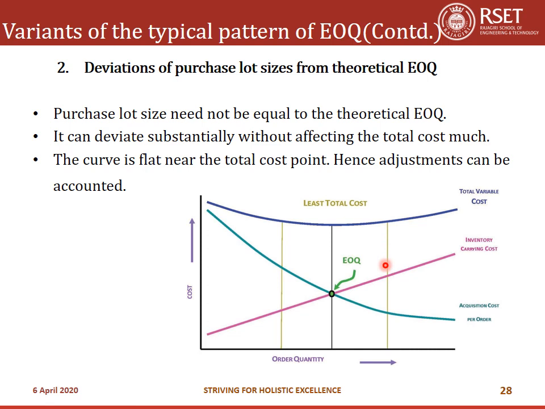So you need to know the limit up to which your order quantity can vary from your EOQ, such that your total cost is not affected by much, so that you can adjust the lot size that you're going to purchase. You have to be clear about this when you're going to purchase a material and you're following the concept of economic order quantity.